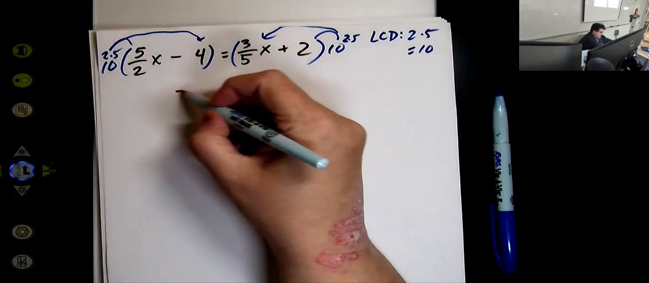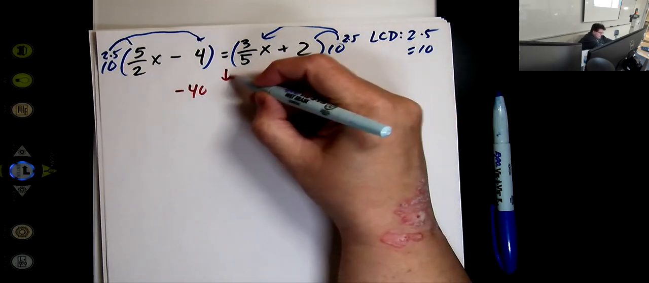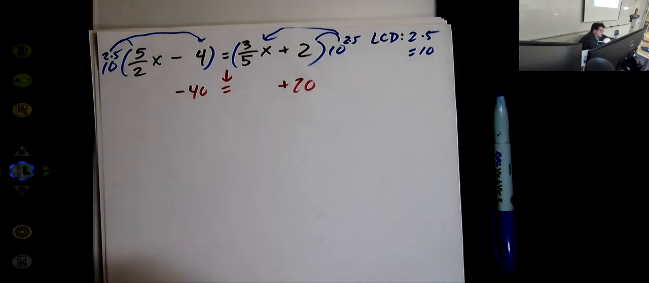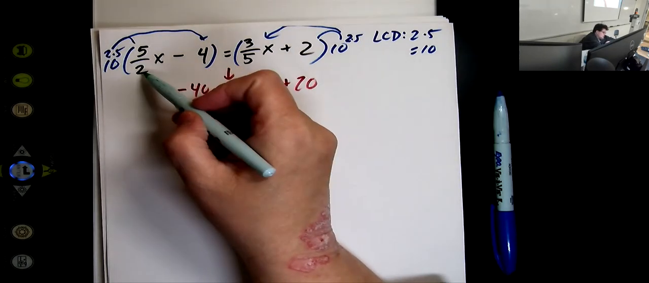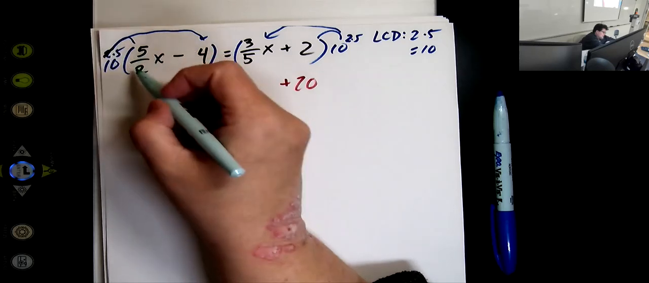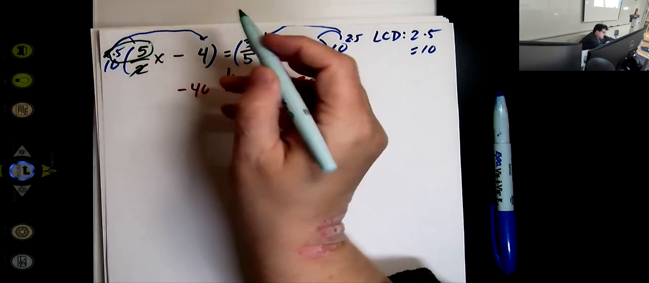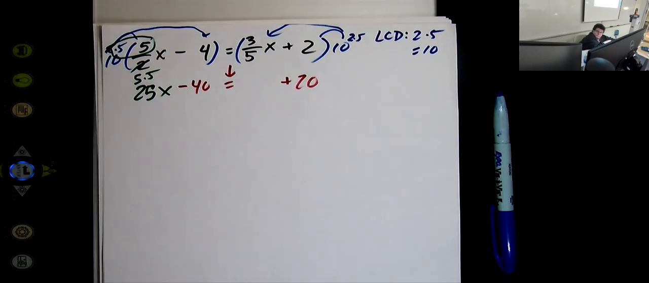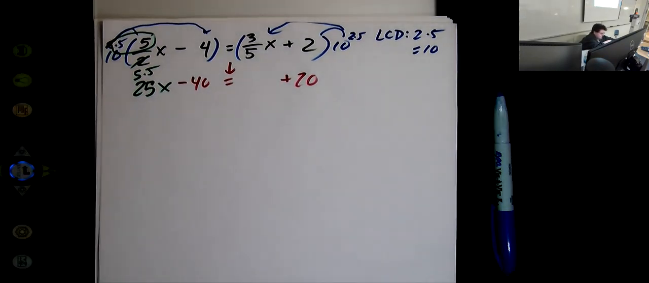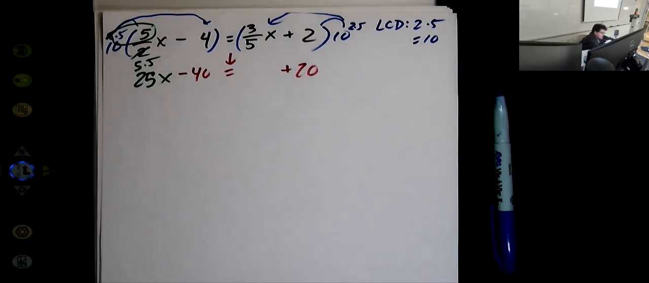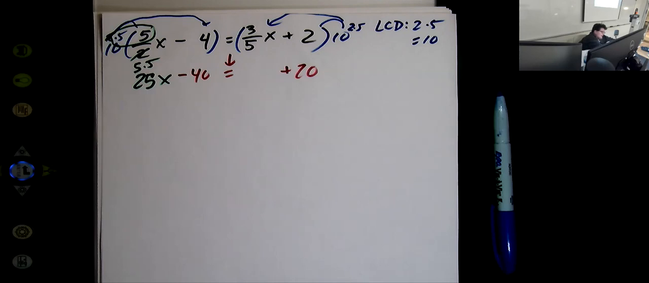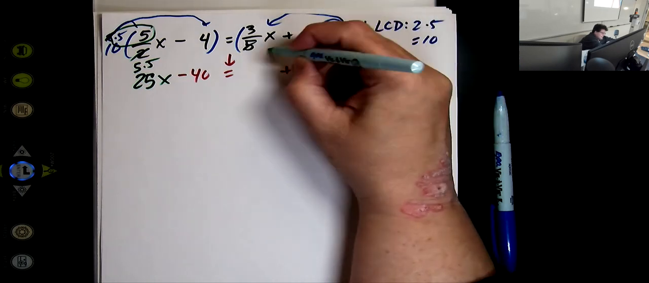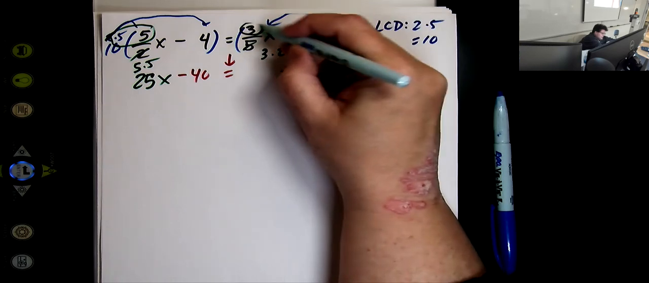Distributing it to the 4 is just going to give me negative 40. And the same thing with that 2 is going to be plus 20. The real issue comes with distributing to the fractions. And so the 10 is 2 times 5. I've got a 2 on bottom. I'm going to use the 2 here from the 10 to cancel the 2 on bottom, and I'm left with 5 times 5. So 5 times 5 gives me 25x. And I'll do the same thing over here. I have a 5 on bottom, so I'm going to cross off the 5 there with that 5, and I'm left with 3 times 2, which is 6x.